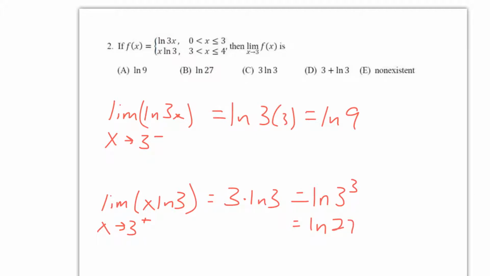So to sum up, the left-sided limit is approaching natural log of 9. The right-sided limit is approaching natural log of 27. Those are not the same thing. Therefore, the limit does not exist. It's non-existent.